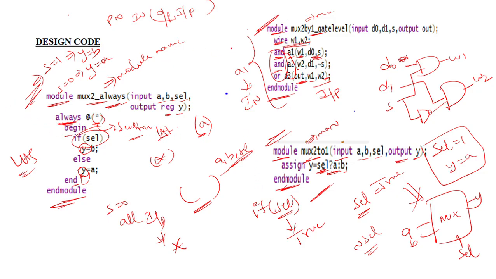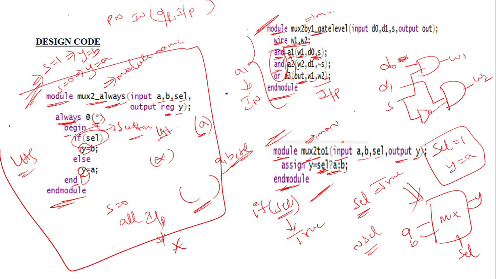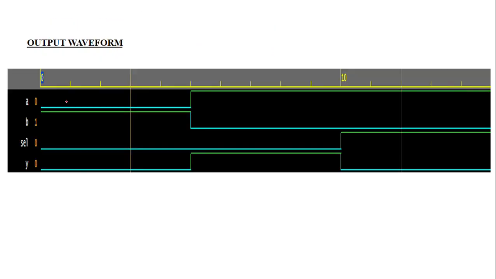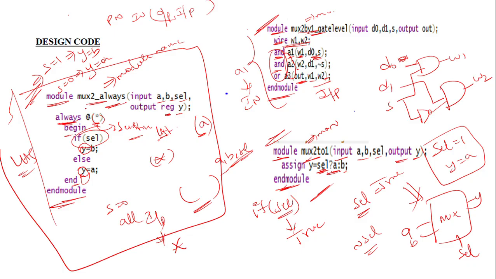These are the different types of modeling styles I tried. For this code I write the test bench. You can use the same test bench for every module, but you have to change the module name here. Here you can observe Mux underscore always is a module name, so you can change the module name here. Here I wrote the test bench for this module. If you want to write the test bench for another module, you can simply write that module name.